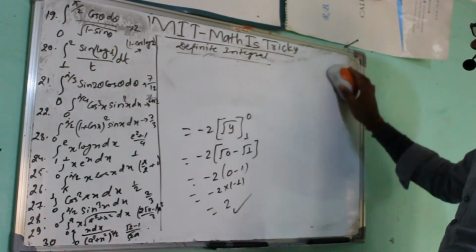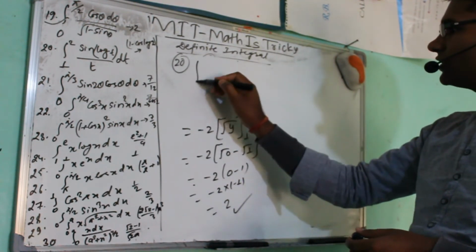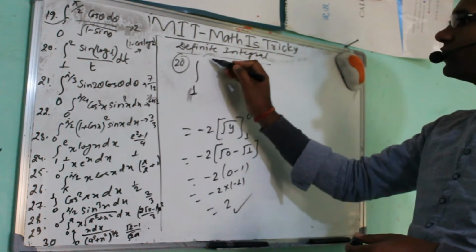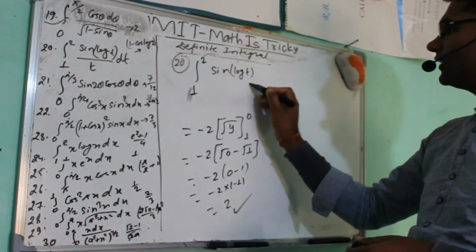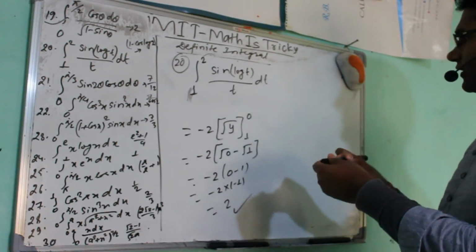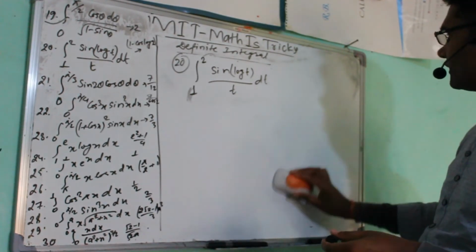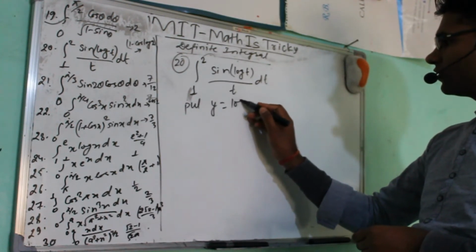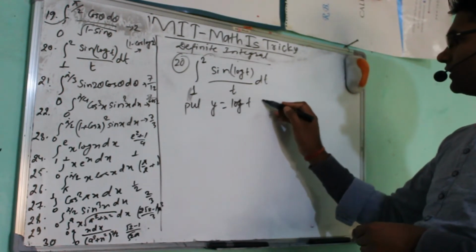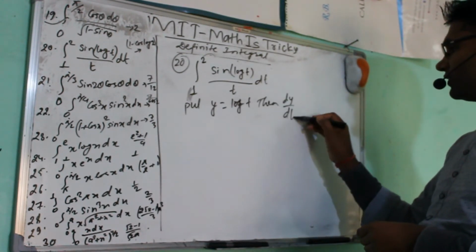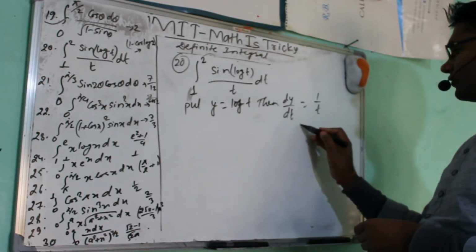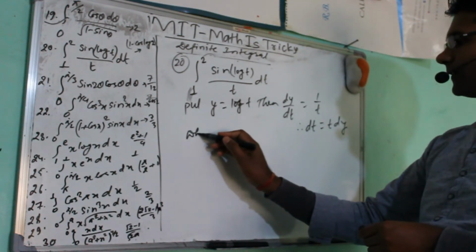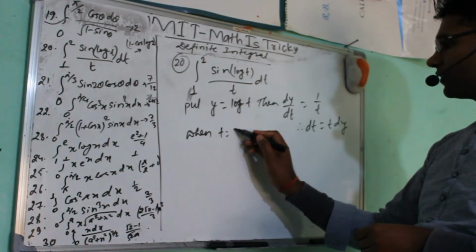When x equals 0, theta equals 0, and when x equals minus 1, theta will be, see here, minus 1 equals 2 sine theta, so minus 1 by 2 equals sine theta. So theta equals sine inverse of minus 1 by 2, because sine 30 is pi by 6, and sine minus 30 is minus sine 30. So it will be minus pi by 6.